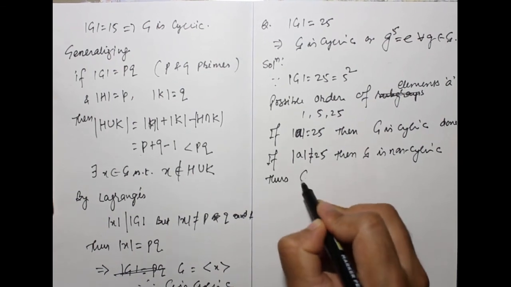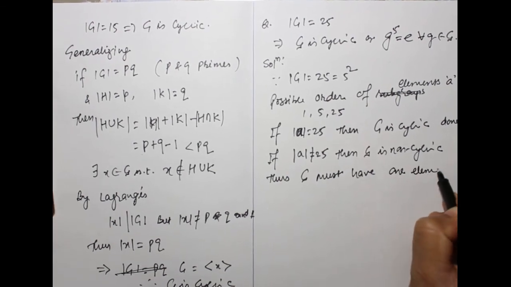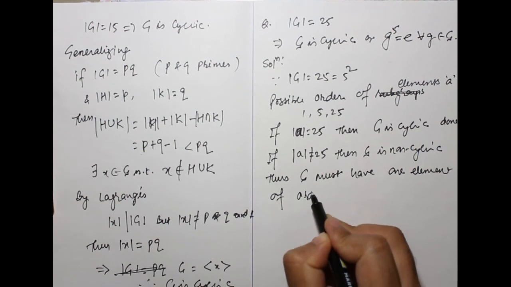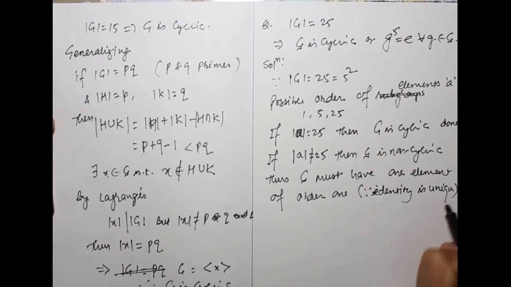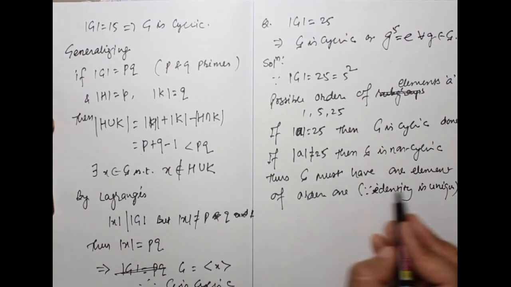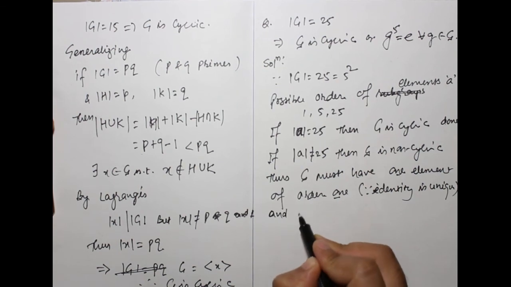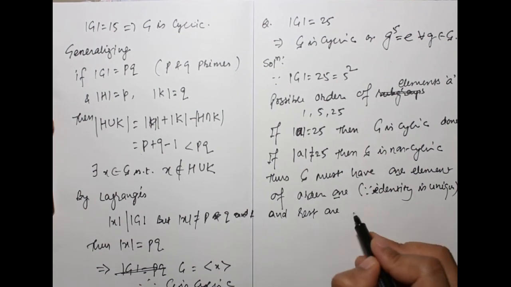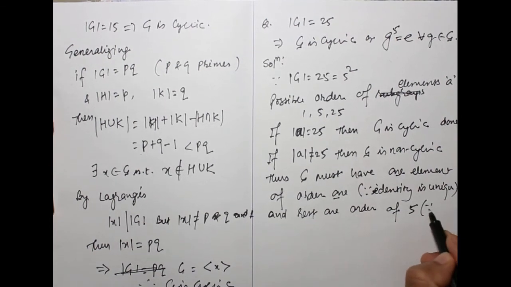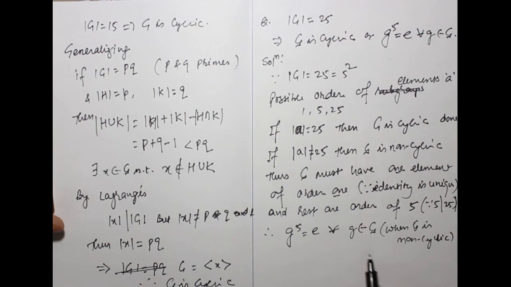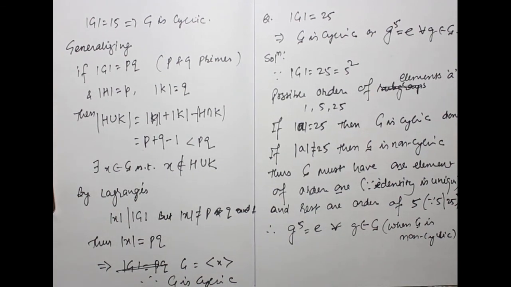Thus G must have one element of order 1, since the identity is unique, and the rest are of order 5, because 5 divides 25. For all g, the identity also satisfies this relation. Now this is done.